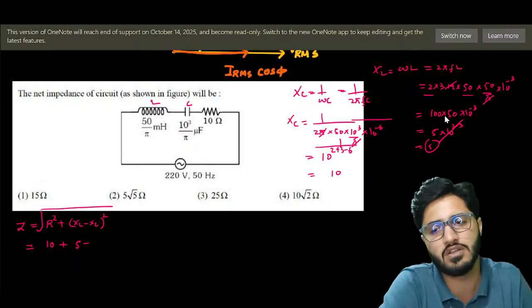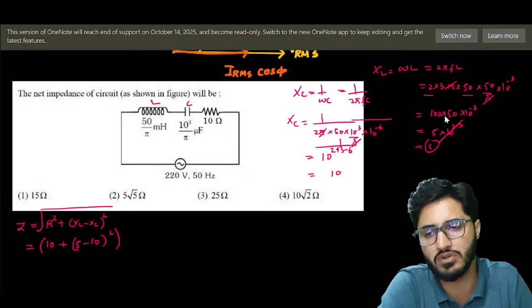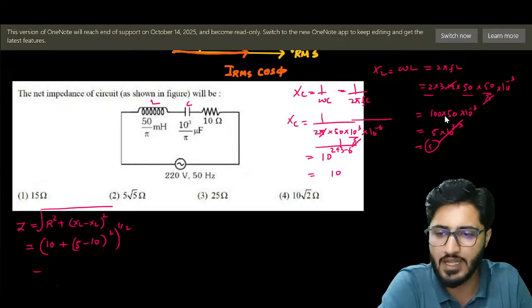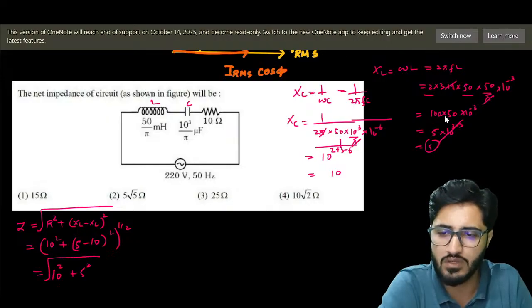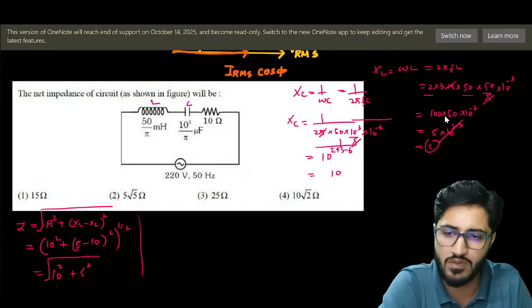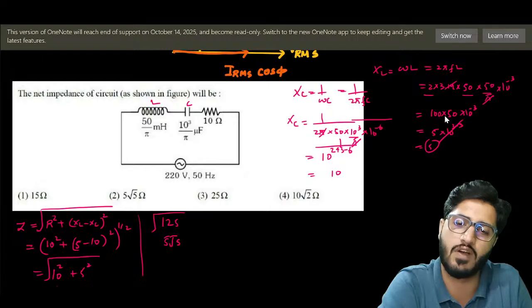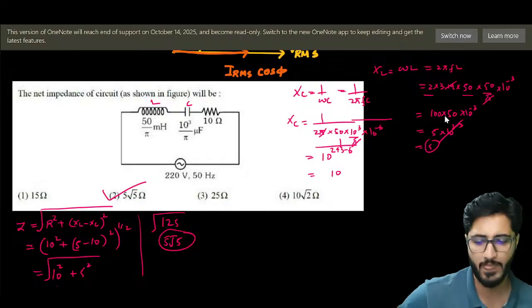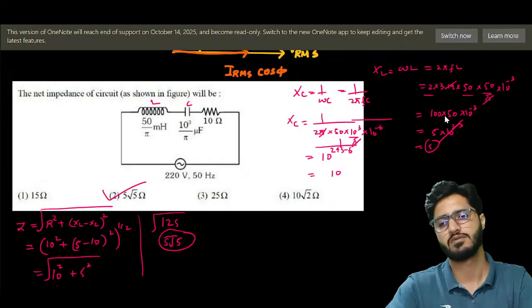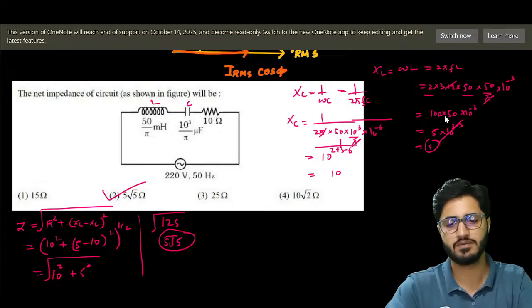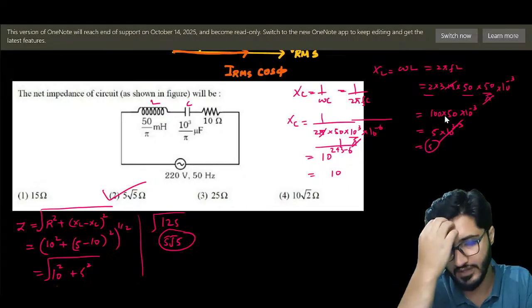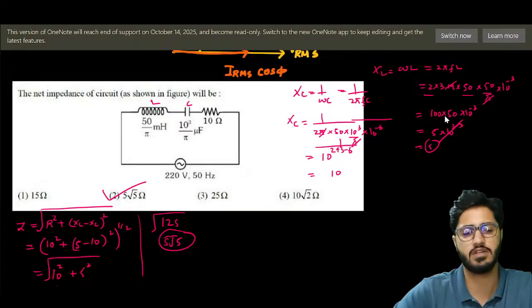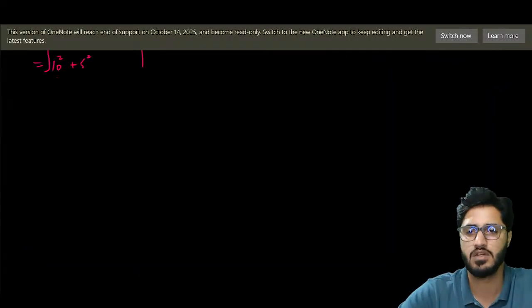So it is 10 minus 10 whole square. Then root. So I can write it as root of 10 plus 5 square, that is root of 100 into 25, so 125 root, which I can write as 5 root 5. Option number second, 5 root 5. My answer is 5 root 5. Easy or super easy? Okay, next numerical now.